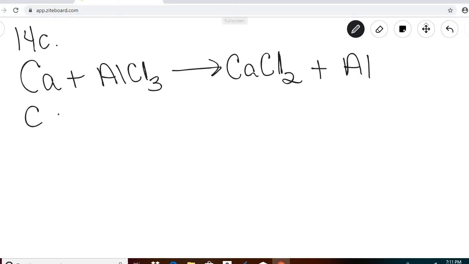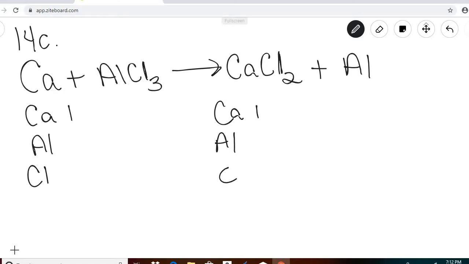Okay, so again we have calcium, aluminum, and chlorine on each side. So we have 1 calcium on each side. We have 1 aluminum on each side. We have 3 chlorines here, and we have 2 here.